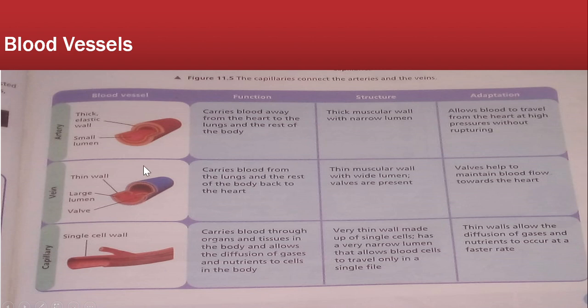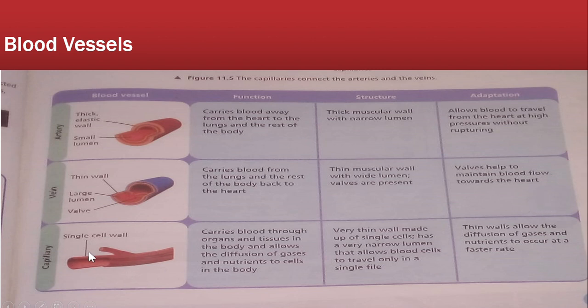So the function is to carry blood from the lungs and the rest of the body back to the heart. The structure is a thin muscular wall with a wide lumen, and valves are present. Adaptation: valves help to maintain blood flow towards the heart.